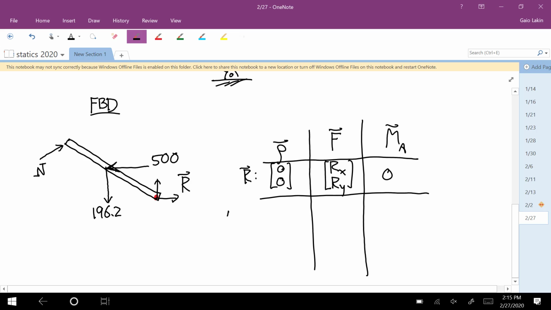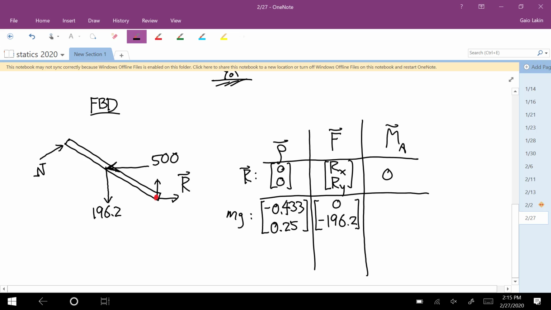I guess I'll do the weight first. By the way, anytime two forces are acting at the same point, you could just add up those two force vectors. So you could call this a force vector with an x component of -500 and a y component of -196 and do it all like a single thing. But so the rho vector here is -0.433, positive 0.25. The weight force is 0, -196.2.